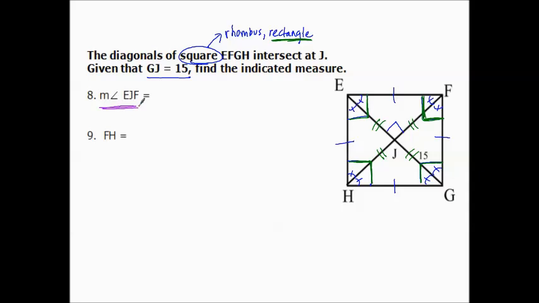Okay, let's see what we can do for these missing measures. Angle EJF. Guess what? We already marked it because we knew it was a rhombus, 90 degrees. How about FH? Well, if this one said 15 and we marked all these the same, this one was 15 and this one was 15. Put those together, 15 plus 15, and we get 30. See? Not too bad once you label your whole picture.